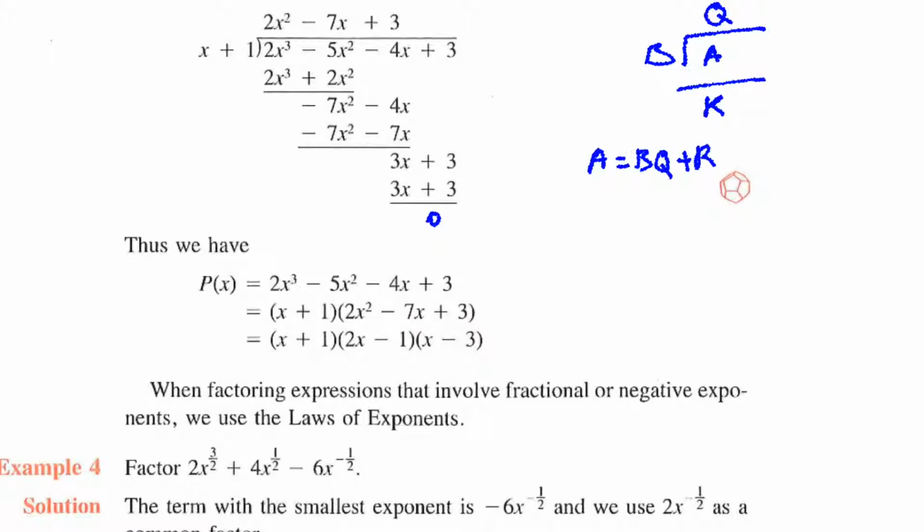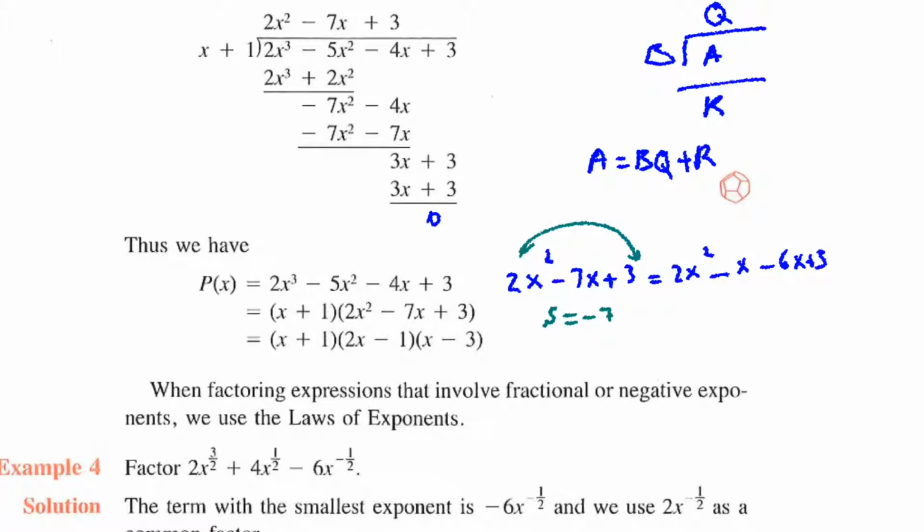2x² - 7x + 3 is a trinomial. It can be written as 2x² - x - 6x + 3. We find two numbers with the sum of negative 7 and product of 6, and we break down the middle term.